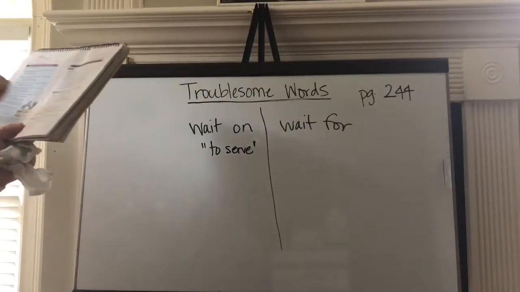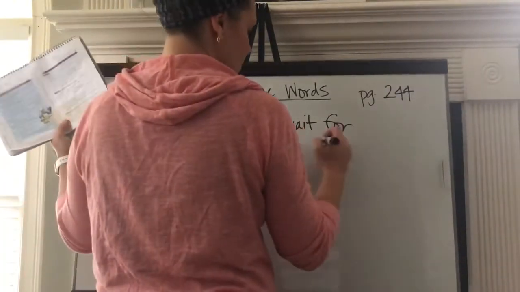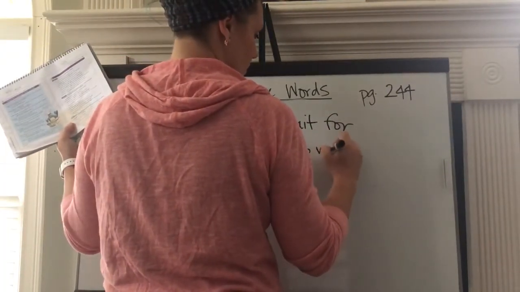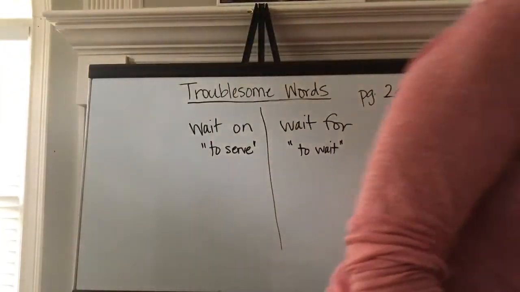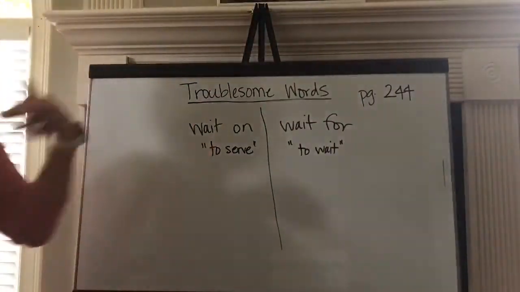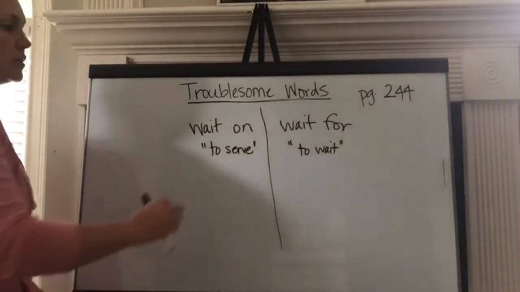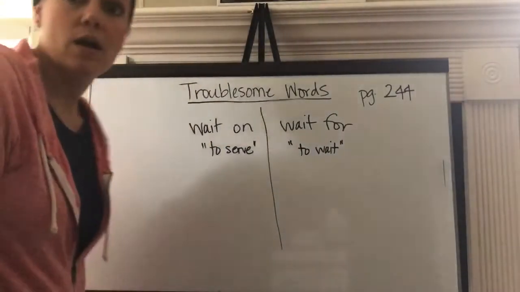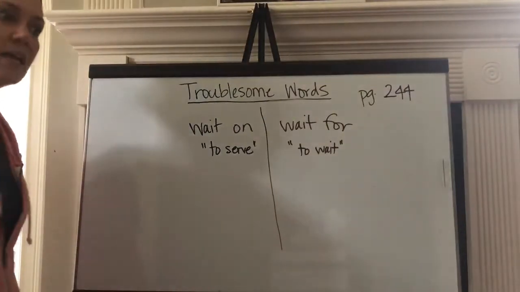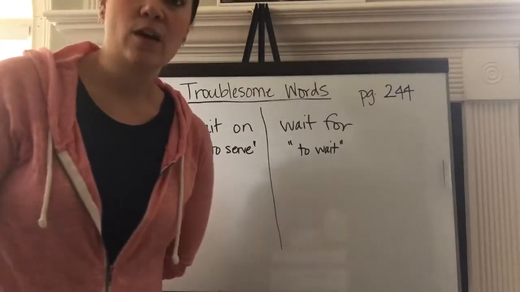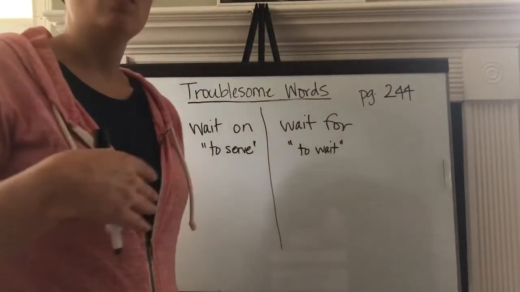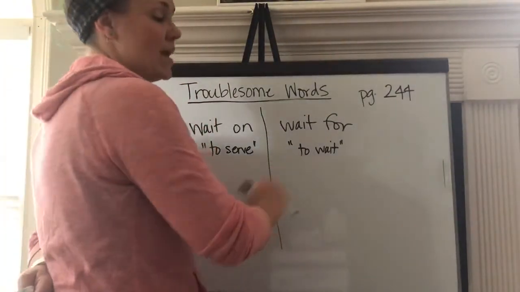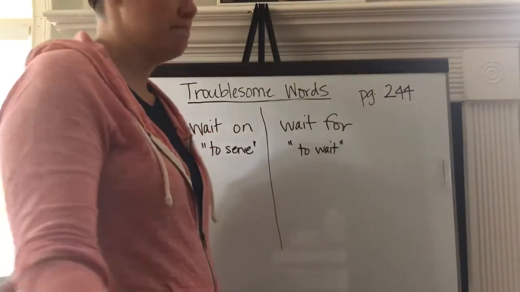And then wait for means to wait, like a time. You're waiting on someone, right? You're waiting for something or someone, okay? So you would not say, I am waiting on my mom, okay? If you mean that you're sitting there waiting for her to finish shopping or waiting for her to bring you dinner or whatever, then you are waiting a time period. It should be, I am waiting for my mom, okay?